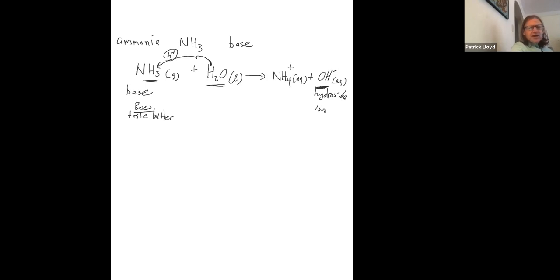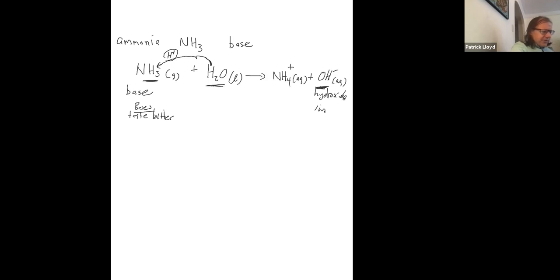So things like caffeine, for example, taste bitter. And they taste bitter because caffeine is actually a base and forms the hydroxide ion. It's not a very strong base, it's a very weak base, but it does form hydroxide ions, and that's why it's bitter. Okay.